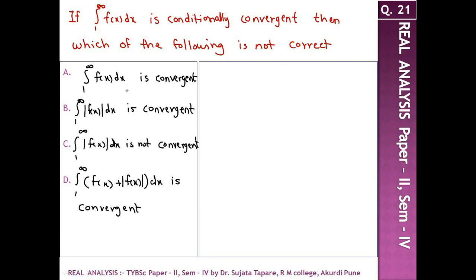Next one: integration 1 to infinity f of x dx is conditionally convergent, then which of the following is not correct? For conditionally convergent, after putting modulus to this f of x in the integral, that should not be convergent. So when it is convergent after putting modulus to f of x, then it is not correct. So integration a to infinity mod of f of x dx is convergent is not correct. So correct option is B.